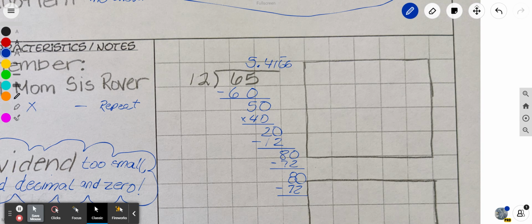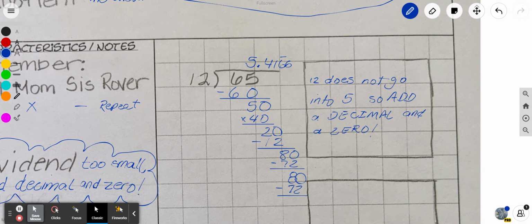Up at this point, 12 does not go into 5, so I added a decimal and a 0. That's what I want you to write here. 12 does not go into 5, so add a decimal and a 0. Okay, you can pause the video if you need to get this written in.